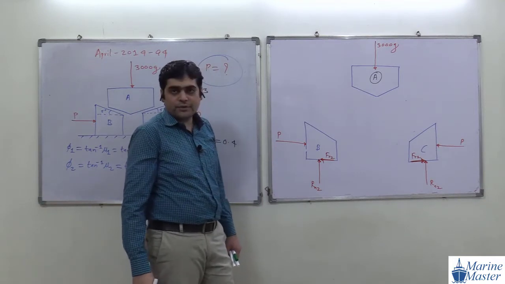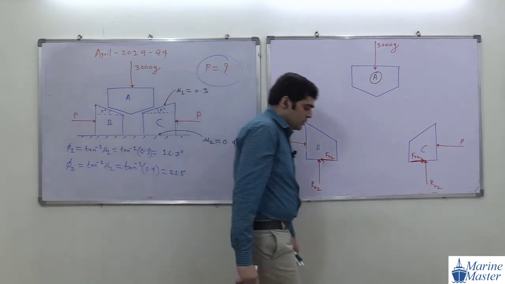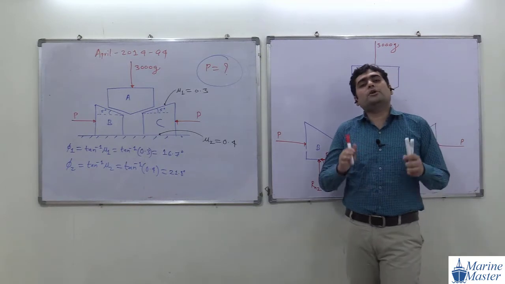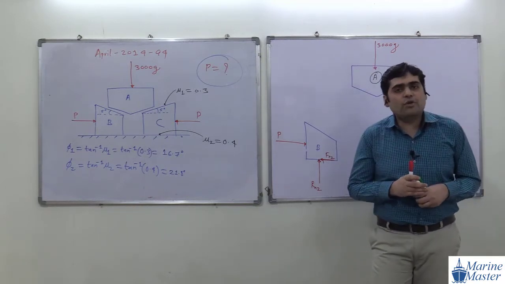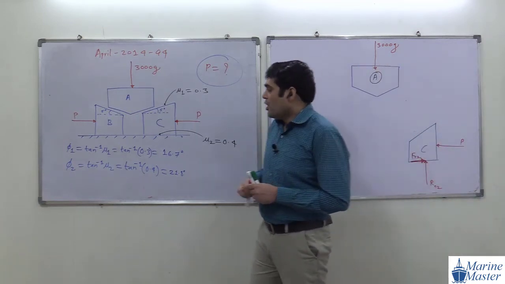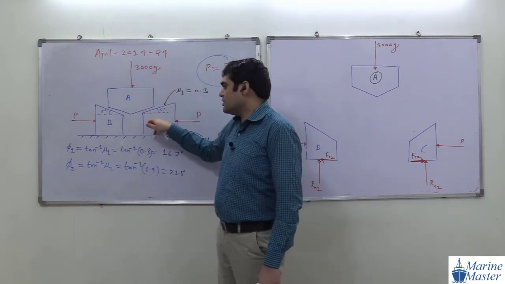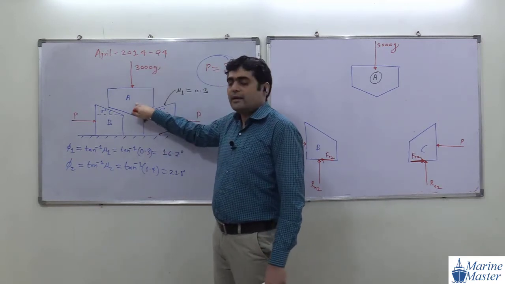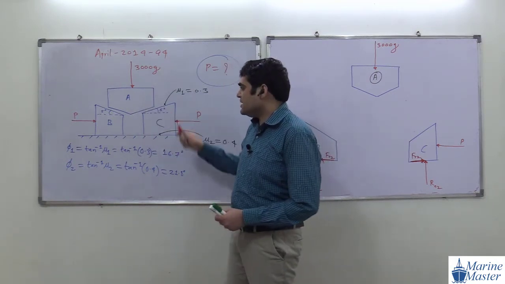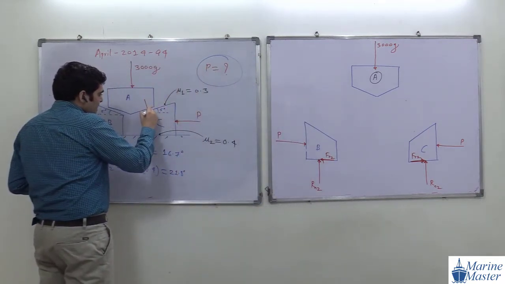Try to see the scenario here. Till now any doubt? Okay. Now the next point. Guys, I told you, normal reaction is always normal to the plane. When block A is resting on wedge C, what will happen? This A will apply some force on C.